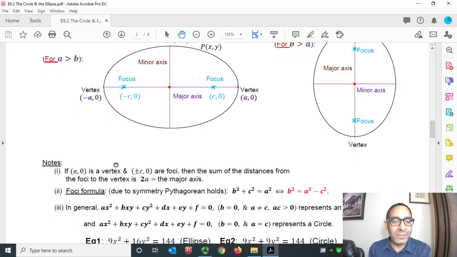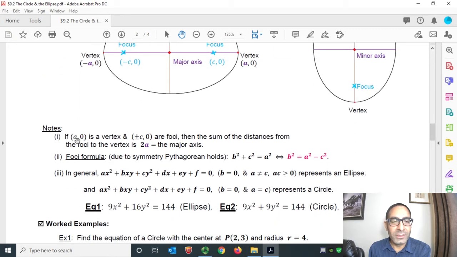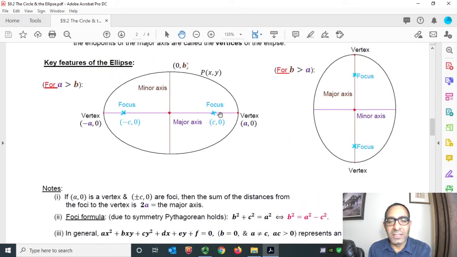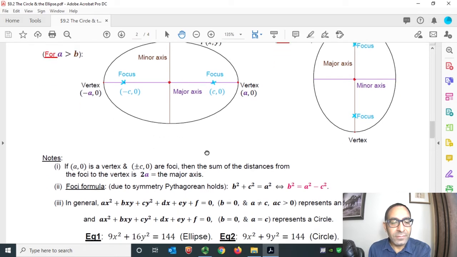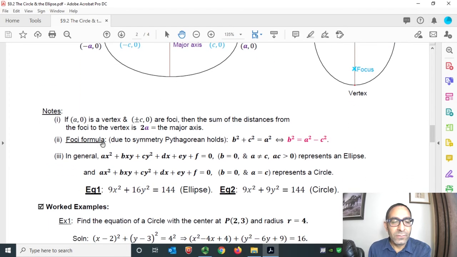Now, quick notes. One: if the point with coordinates (a, 0) is a vertex and (plus or minus c, 0) are the foci, then the sum of the distances from the foci to the vertex is 2 times a, which is the length of the major axis. So this length is 2a, the length of the major axis. Two: the foci formula is b squared plus c squared equals a squared.